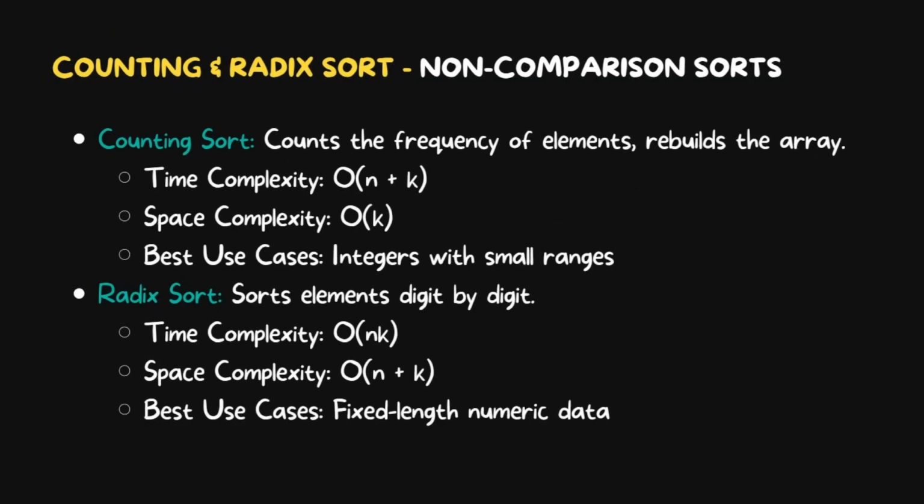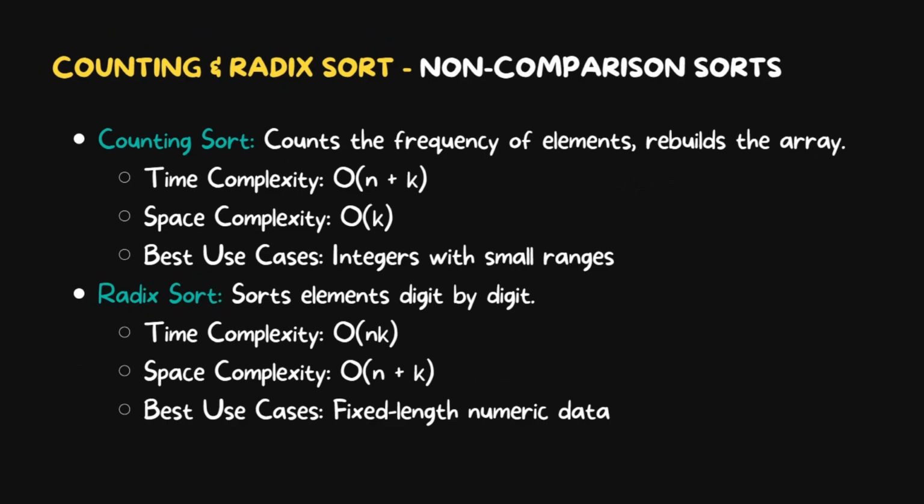Now we have counting sort and radix sort, which don't rely on element comparisons. First one is counting sort, which counts the frequency of elements and uses the counts to build the sorted array. Its time complexity is O(n + k), where k is the range of elements. Space complexity is O(k) for the count array. It's best for smaller integer ranges. And its drawback is that it's inefficient for larger ranges or floating point numbers.